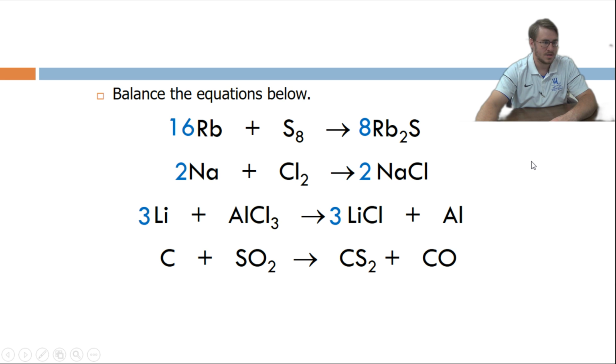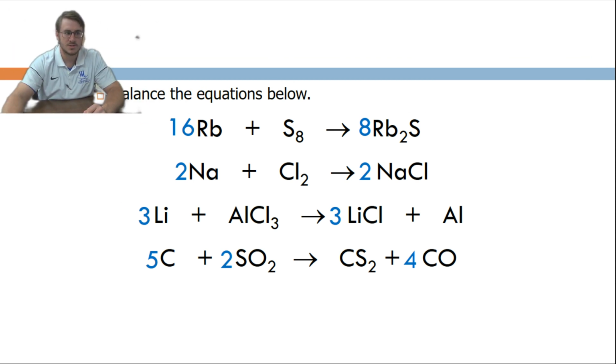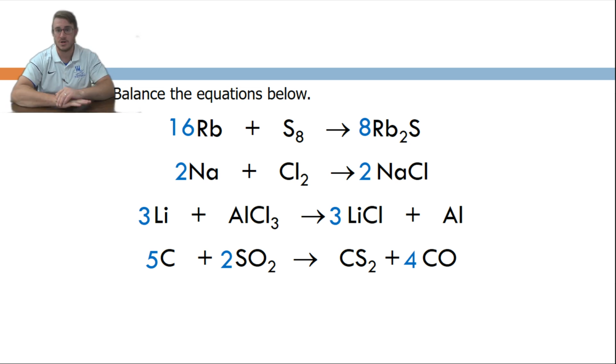16, 2, 16 and 8, 2 and 2, 1, 2, 3, 1, 3, 1, 5, 2, 1, 4. By the way, notice I didn't write any ones. That's okay. Ones are understood, but on some multiple choice questions, they will ask you to choose the correct coefficients that you plug in, and so it would just list the coefficients. Like for the first one, the correct answer choice would be like 16, 1, 8, not 16, 8. There is an understood 1 there in front of the S8. Okay, so let's keep going.